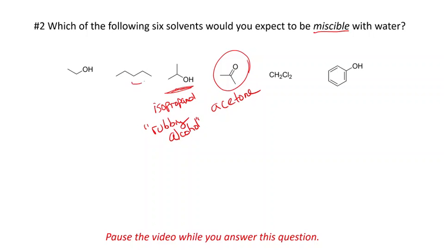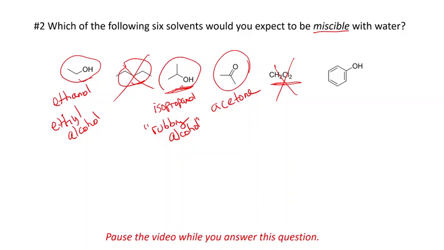This one over here is hexane, but it doesn't have any OHs. This one over here is CH2Cl2. We call it dichloromethane. It doesn't have any OHs or oxygens. This one over here, I bet you know the name of this one, ethanol or ethyl alcohol, miscible. So we have 3 miscible ones now. And then this one over here called phenol is not even soluble. So there you have it. Those 3 are our miscible solvents.